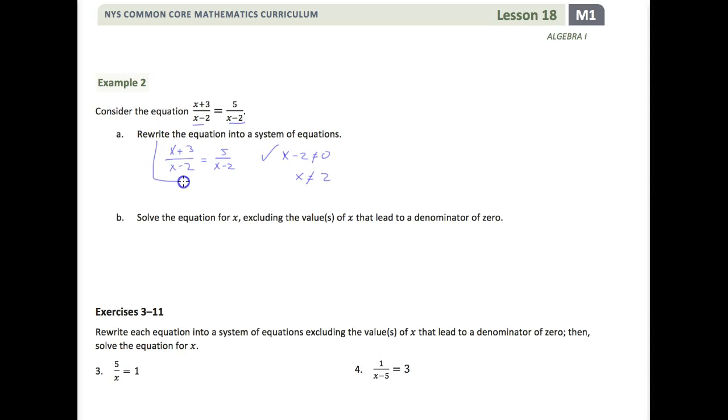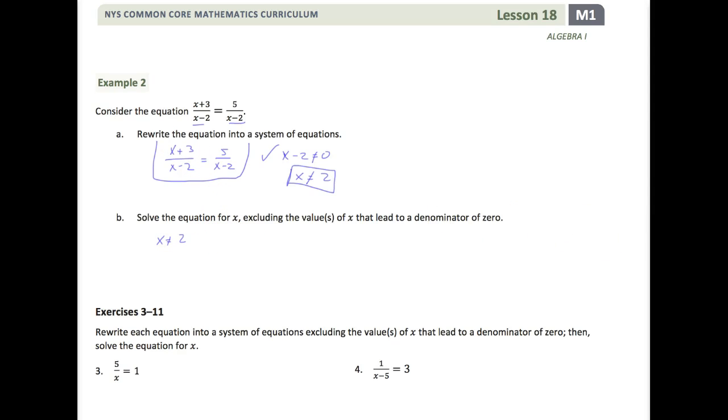There's our system of equations, 1 and 2. That's enough. 2 is the system. Solve the equation for x excluding the values of x that lead to a denominator of 0. As long as x does not equal 2, this is very interesting.